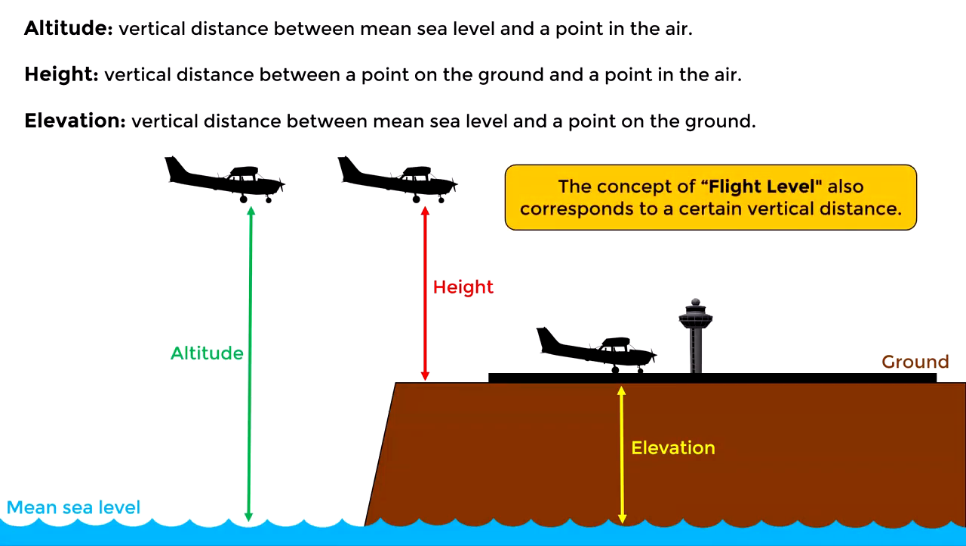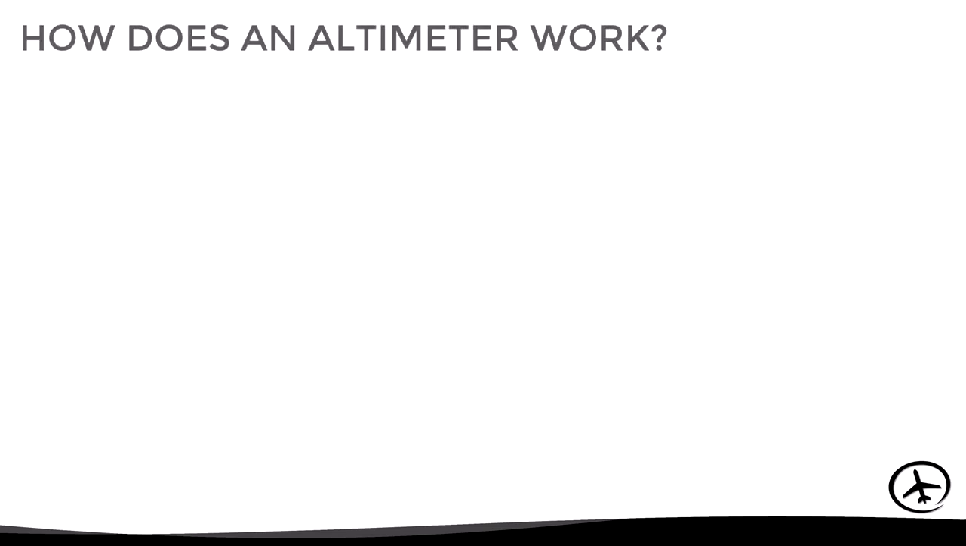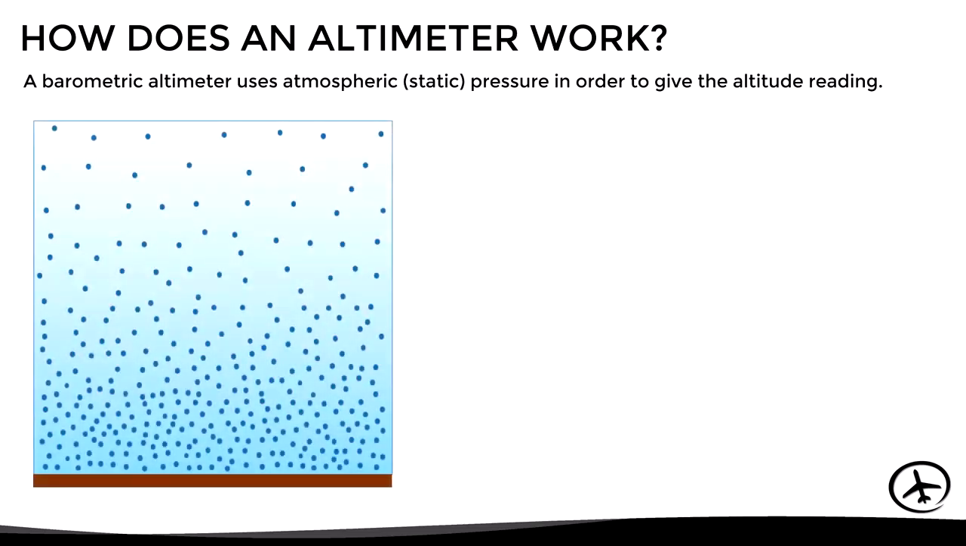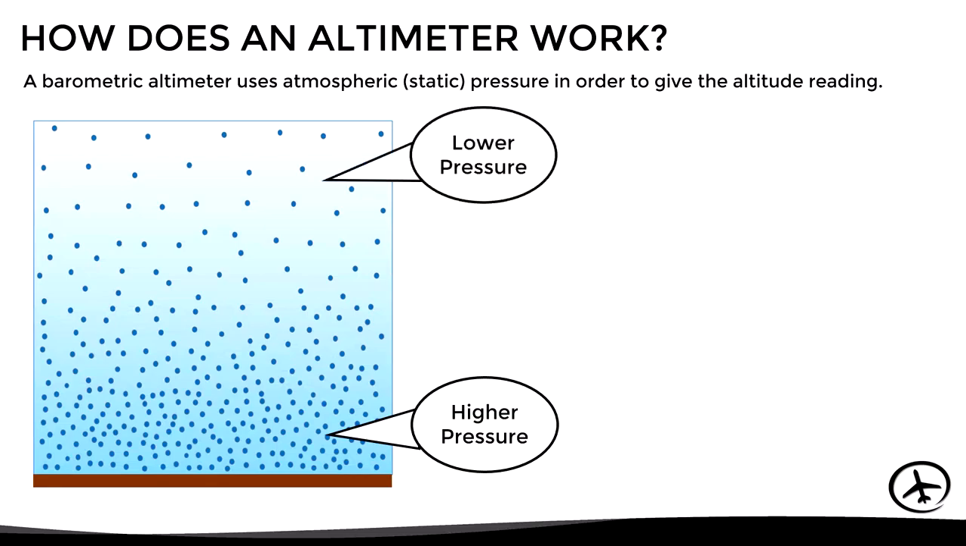Now, the term flight level is also used to refer to a certain vertical distance, however we will deal with that concept later. So far, we will only be using these three concepts of altitude, height, and elevation. With this being said, let's now focus on how a barometric altimeter actually works. As previously mentioned, this type of altimeter uses static pressure, or in other words, atmospheric pressure to determine altitude. It takes advantage of the fact that the static pressure decreases with altitude. Therefore, if we measure the pressure at low altitudes, it will be higher than the pressure at higher altitudes.